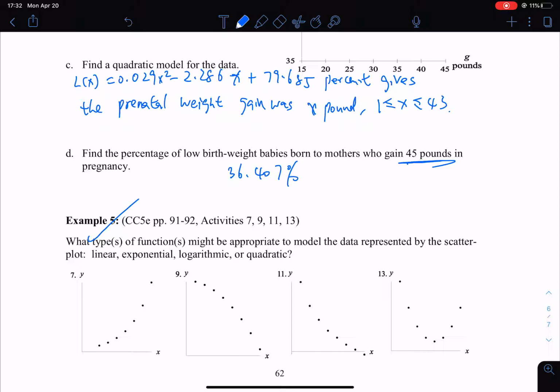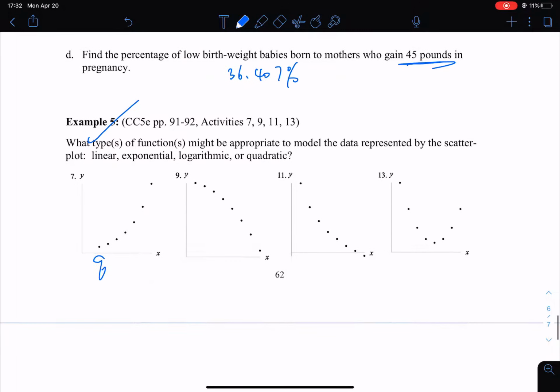Alright, for example 5, the question asks which type of functions might be appropriate to model this data. So for the first one, you can see the pattern is quadratic is possible, or exponential, because quadratic is like this one, or exponential is like this one. Both of them are possible. So quadratic or exponential.